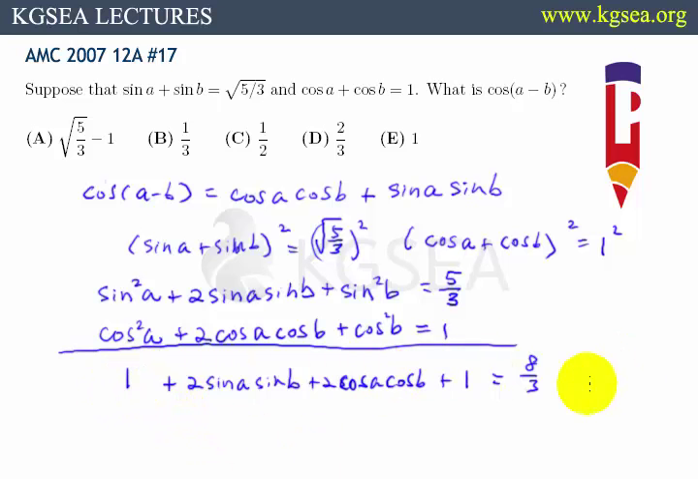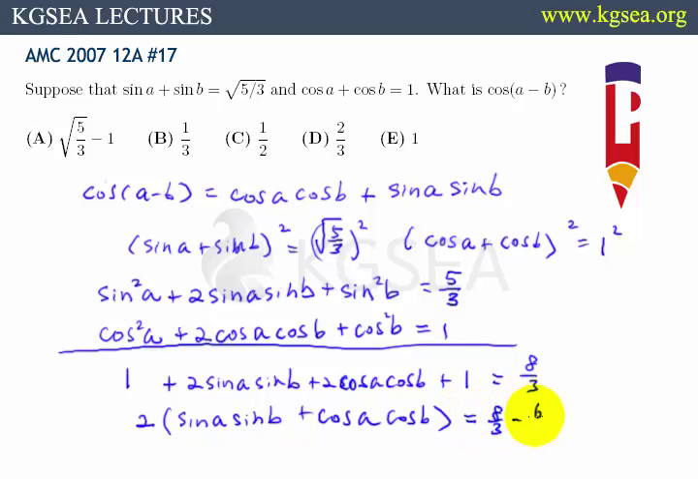Okay, now what do we have? I will subtract 2 from both sides. So we get 2. I will factor it at the same time. Sine A sine B plus cosine A cosine B is equal to 8 over 3 minus 6 over 3. That's 2, which gives you 2 over 3. Okay, now we didn't want to know twice this. We wanted to know just this. So if I divide by 2 on both sides, bam, bam, 1/3 is the answer.